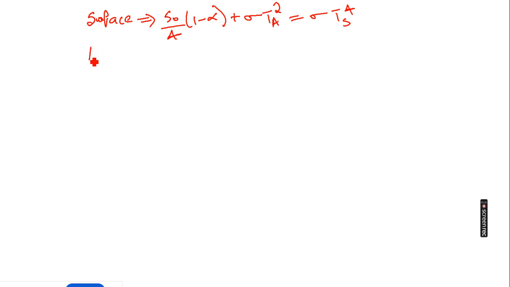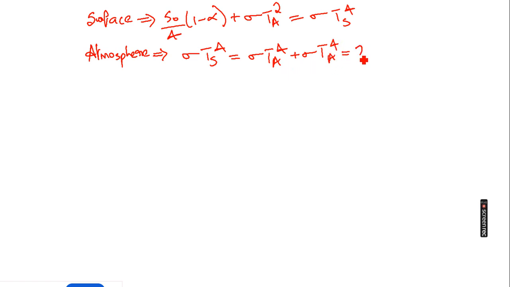Now, if we are considering the atmosphere, the energy that the atmosphere is receiving is what is actually being emitted by the surface. So the energy received is sigma Ts raised to 4, and the energy is re-emitted as sigma Ta raised to 4 plus sigma Ta raised to 4, which is both directions, upward and downward. So 2 sigma Ta raised to 4. So sigma Ts raised to 4 is equal to 2 sigma Ta raised to 4. This is the energy balance at the atmosphere.